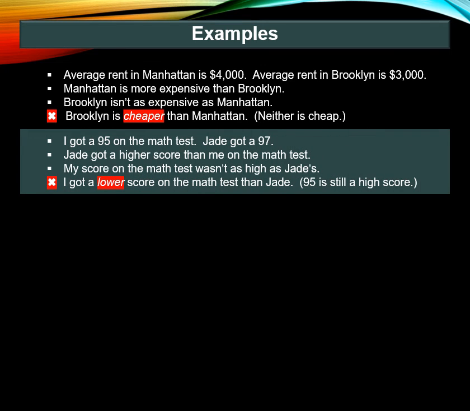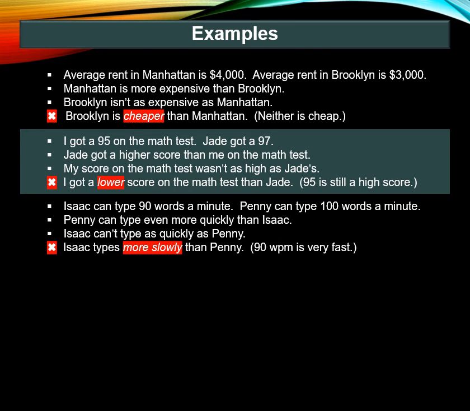I got a 95 on the math test. Jade got a 97. Jade got a higher score than me on the math test. My score on the math test wasn't as high as Jade's. Both of those are fine because they're both high scores. However, I got a lower score on the math test than Jade? No, because 95 is still a very high score.